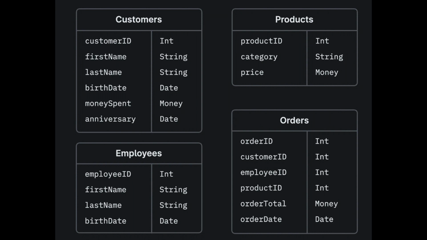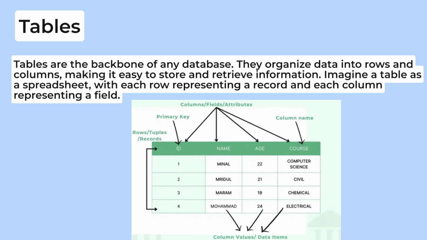So, let's get started. Tables are the backbone of any database. They organize data into rows and columns, making it easy to store and retrieve information. Imagine a table as a spreadsheet, with each row representing a record and each column representing a field.